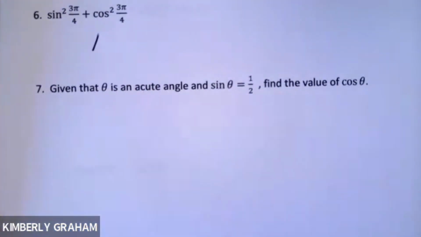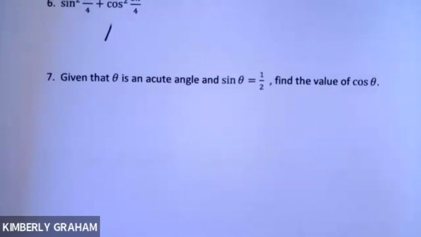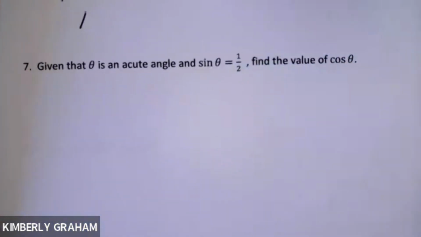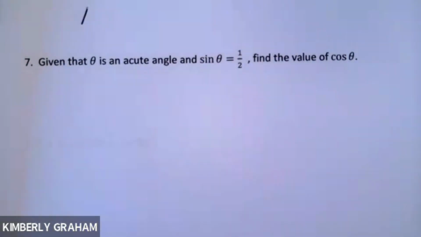Problem 7, given the fact that theta is an acute angle and sine is 1/2, find the value of cosine of theta. Now, on these next couple of problems, problem 7 and problem 8, you're told that theta is an acute angle, and that's going to become more important later on throughout this course. And you'll see why that is later on, why we needed to be sure that we indicated that it was an acute angle.